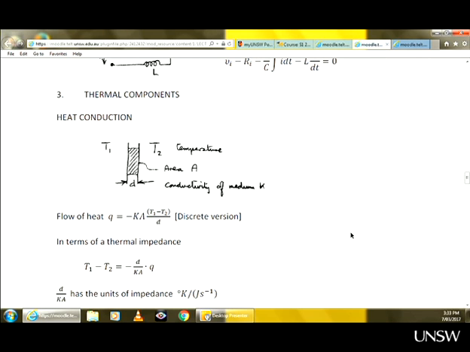Thermal. When you have a thermal process, you can have a number of different types of thermal processes. Think about a wall.